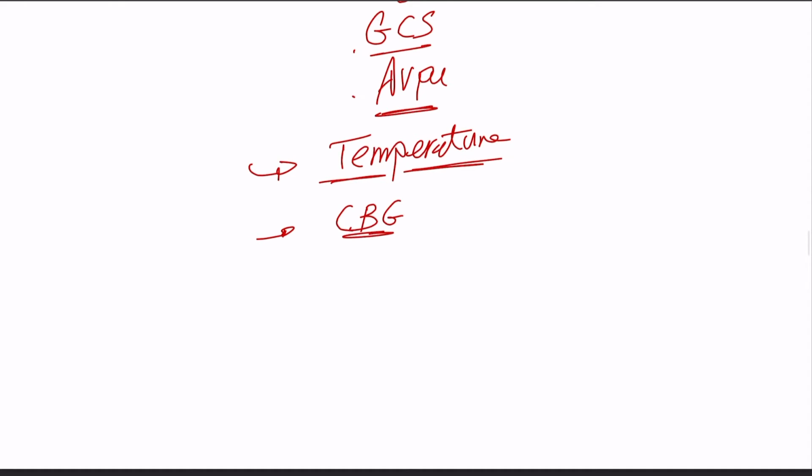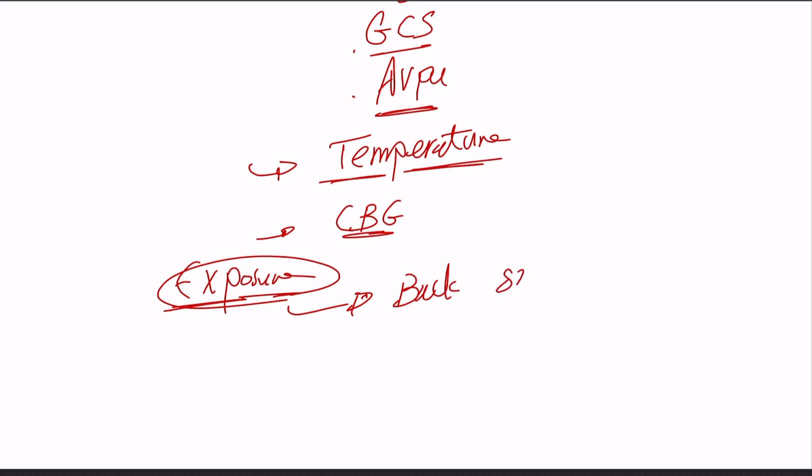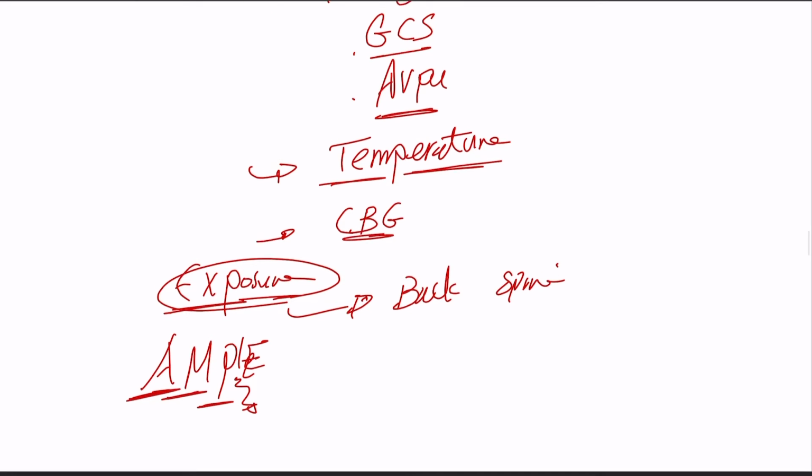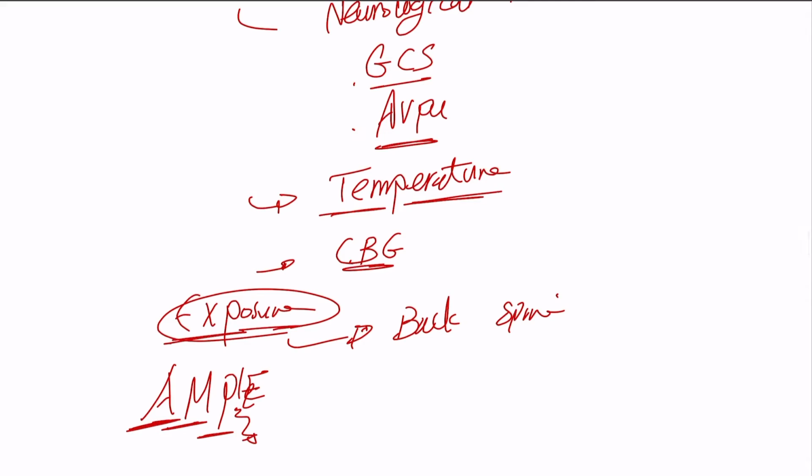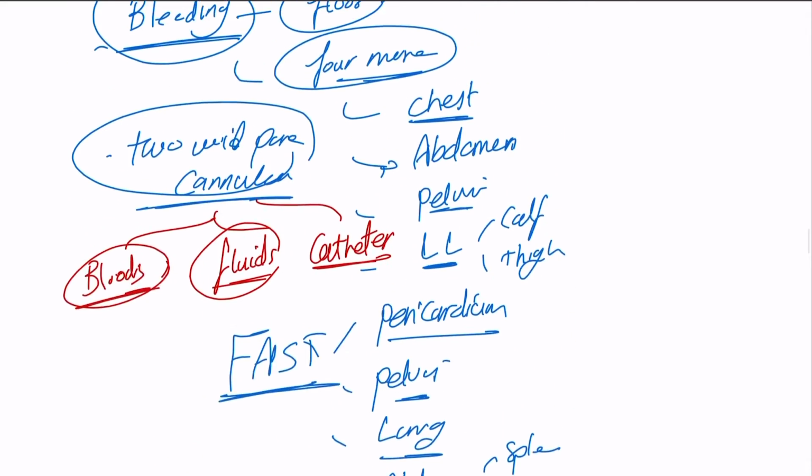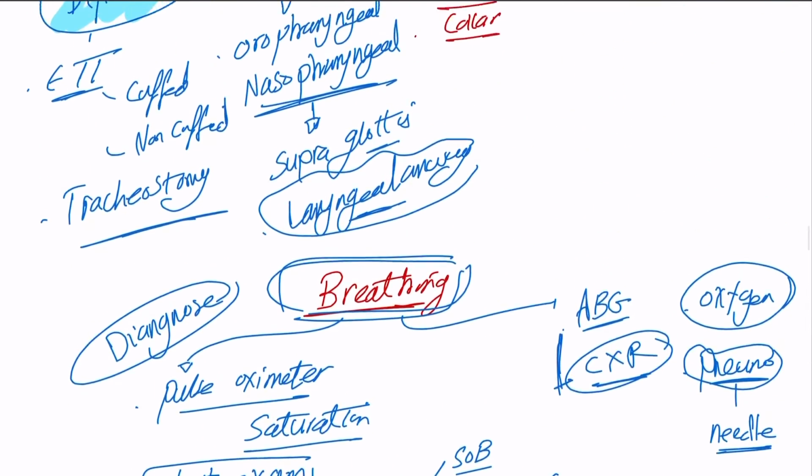And then in terms of the E, that will be exposure, exposing the whole patient and examining the back as well for spine. Following that, we can take a quick AMPLE history, and that's asking for the allergy, the medication, the past medical history, the last meal that the patient had as well. So this is a quick introduction on how to do an assessment for a trauma patient or a polytrauma patient.